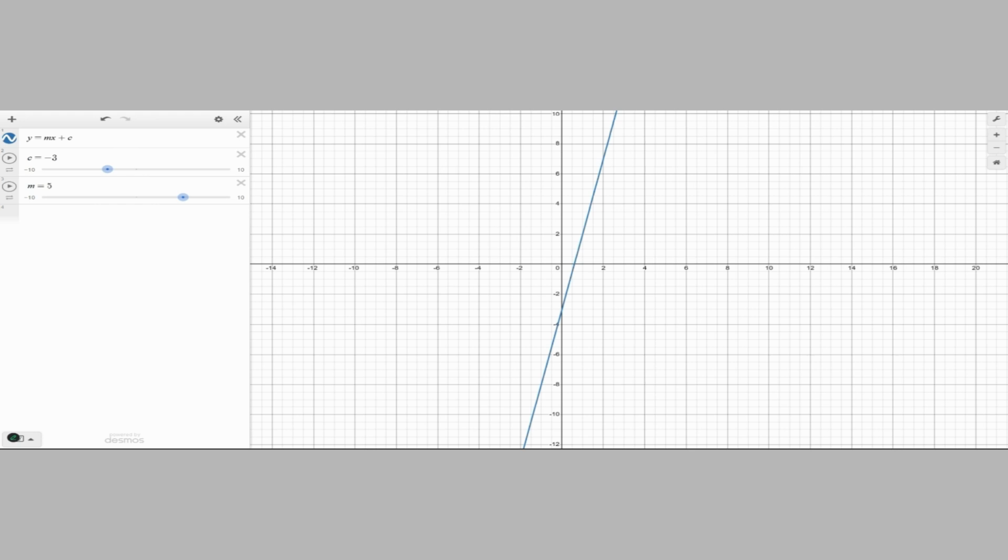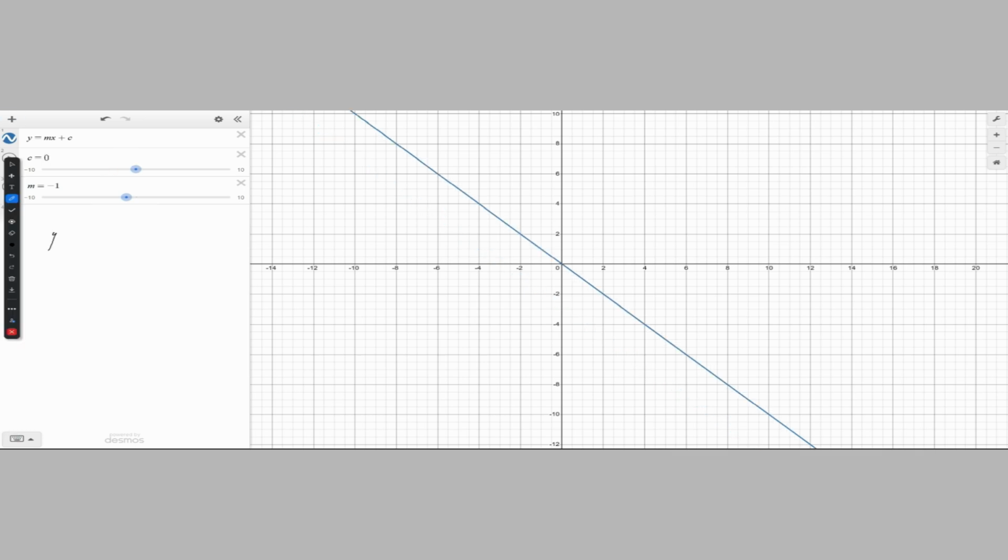So when m is negative 1, like this, and c equals 0. So now the equation will look like this: y equals negative 1x plus 0, which means y equals negative 1x or y equals negative x. So this is the opposite of y equals x. The line passes through the origin, but now it falls from left to right. For every step forward, the line drops 1 unit.